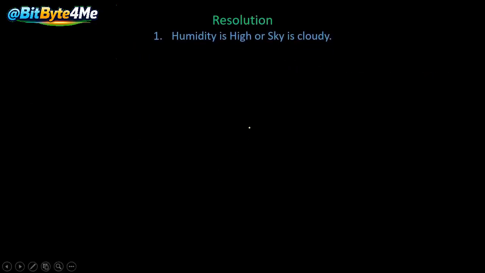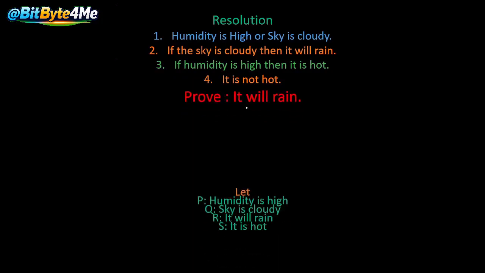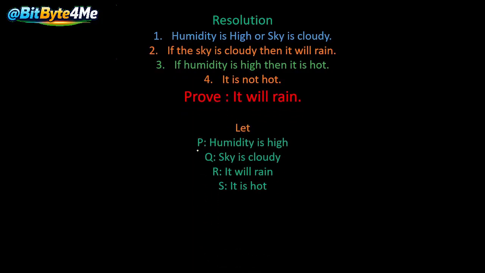Let's take an example. There are some sentences. First, humidity is high or sky is cloudy. Second, if the sky is cloudy, then it will rain. Third, if humidity is high, then it is hot. And fourth, it is not hot. For representing these sentences in first order logic, let's take some predicates. P is humidity is high, Q represents sky is cloudy, R is it will rain, and S represents it is hot.